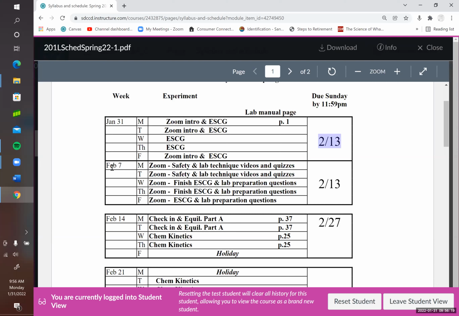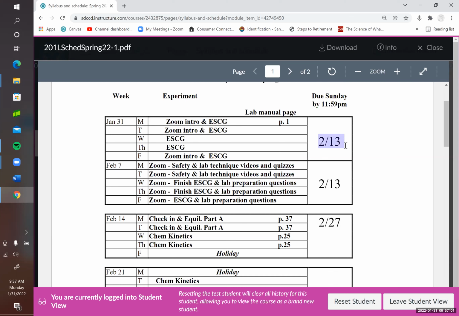Now, the next week, we're also going to meet by Zoom, and we can talk about the safety and lab techniques video quizzes. These are due by the 13th as well. So both of these are due by the 13th: the electronic spreadsheet and computer graphing, and you should view and take the lab technique video and quiz. Okay. And so we'll take a look at that in a second, but thanks for asking that question. That's what's meant by this.